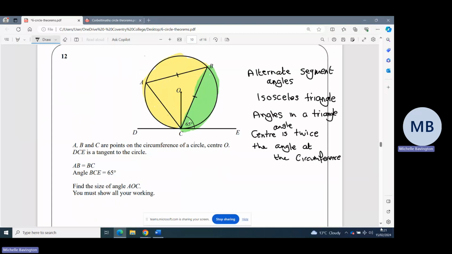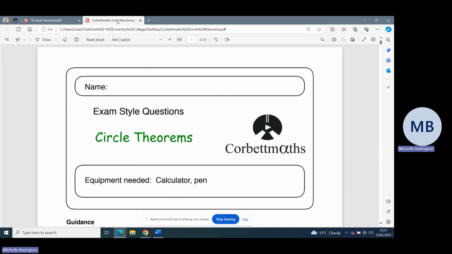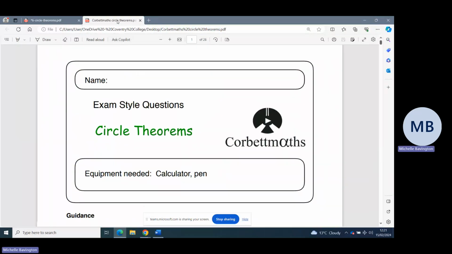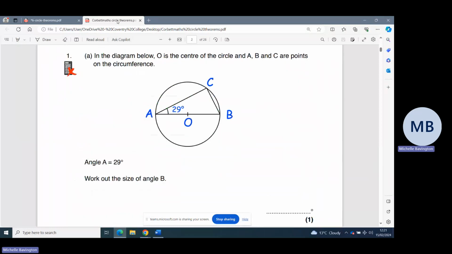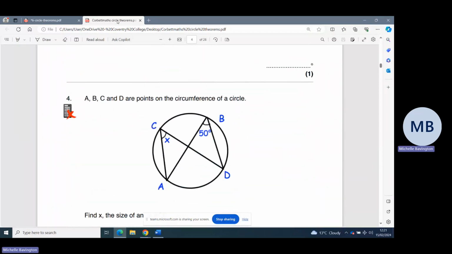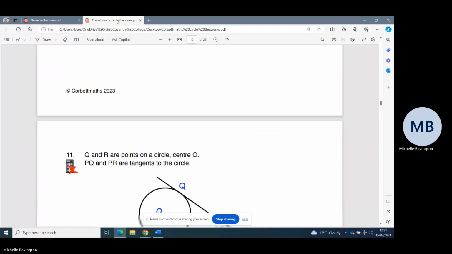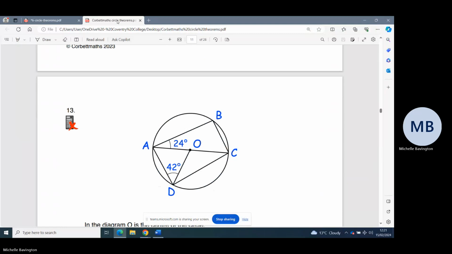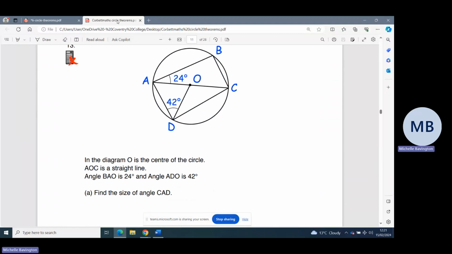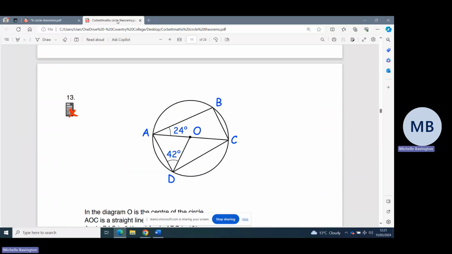Right, there's two rules that have been missed. So I'm going to go to Corbett Maths here. And you can have a go at these, by the way. But I'm going to go straight to question 13. Now, it looks complicated, but it's really not. We haven't used the semicircle rule.